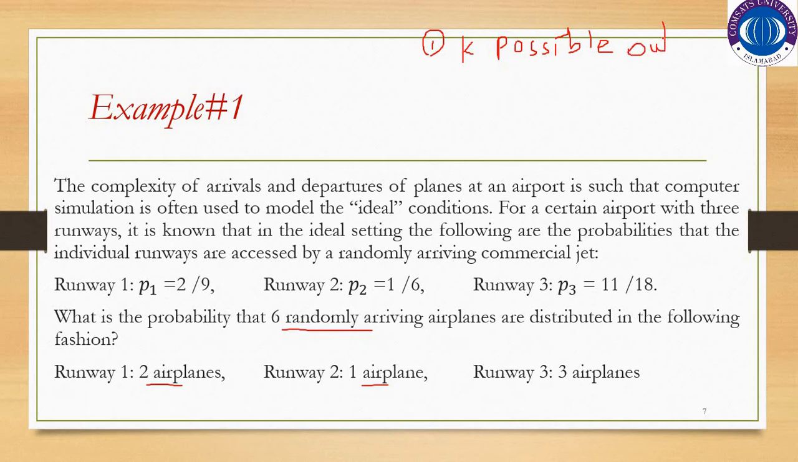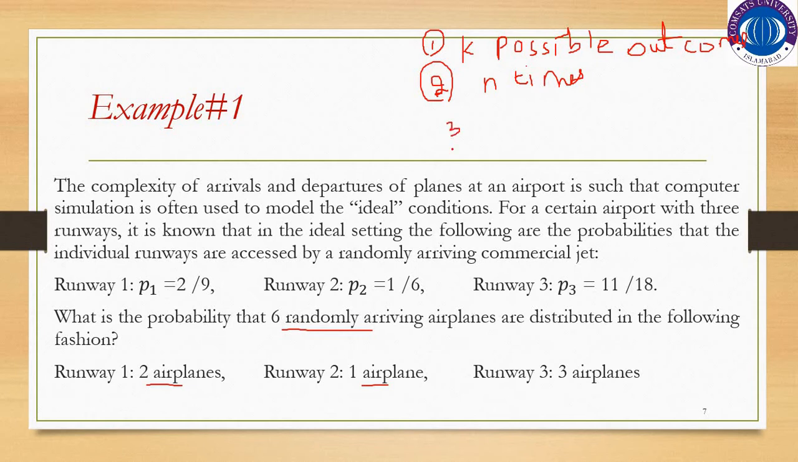Here you can see that we have 3 runways, runway number 1, runway number 2 and runway number 3. So the airplane can arrive at runway 1, runway 2 or runway 3. It means we have 3 categories, so the first property is fulfilled here. The second property is that the experiment is performed n times, a fixed number of times. Here we have a total of 6 randomly arriving airplanes, so the second property is also fulfilled.